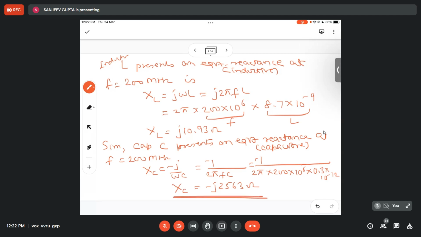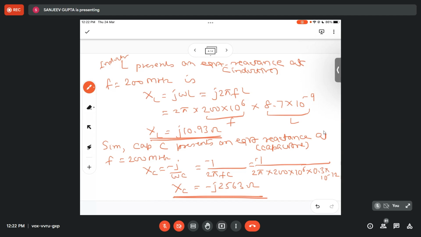Okay, so I got this XL and I got this XC. First we calculated L by measuring the length and the diameter, putting in that formula, which I said again, no need to remember, and wrote these values. These are standard formulas which are available in various books. And then we work out the inductive reactance and capacitive reactance.